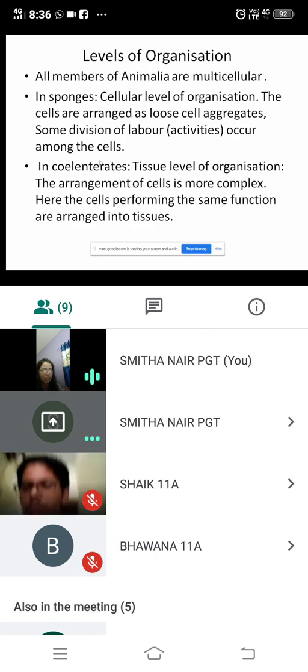So in coelenterates, the tissue level of organization is seen. The arrangement of cells is complex and the cells performing the same function are arranged into tissues. So those cells which perform the same function will be grouped together and form the tissues. So that is tissue level of organization.